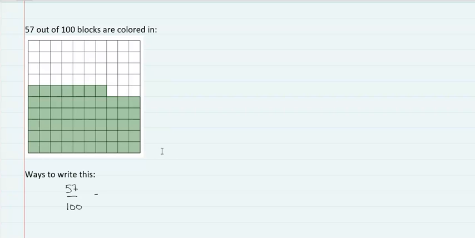Another way that we can write that, remember when we divide by 100, we move the decimal place in the number over 2 places to the left. So this becomes 0.57. That's another way to think about it, and that also means 57%. So make sure you're familiar with these three different ways to talk about percents. We're going to do all of them in the next few days. So we've got fractions, we've got decimals, and we just write it as a percent. They all mean the same thing.